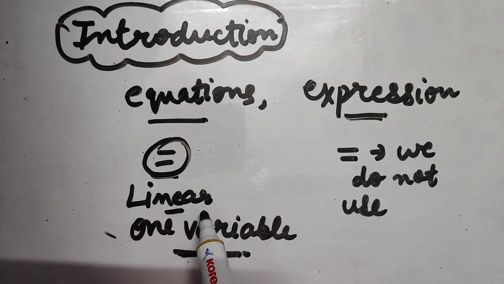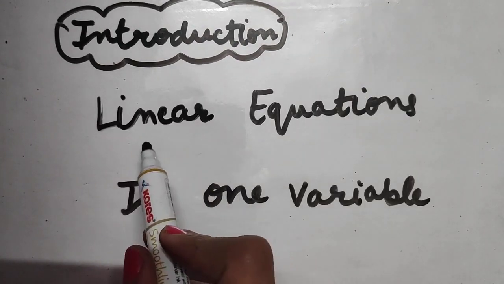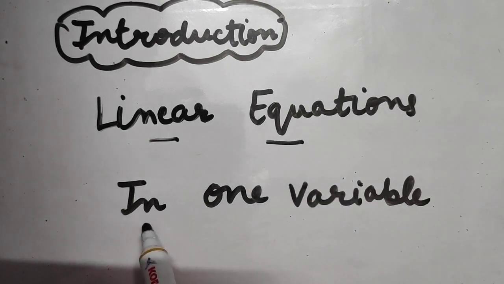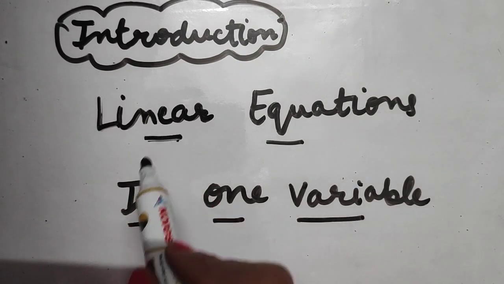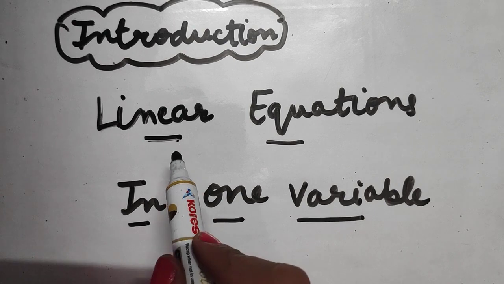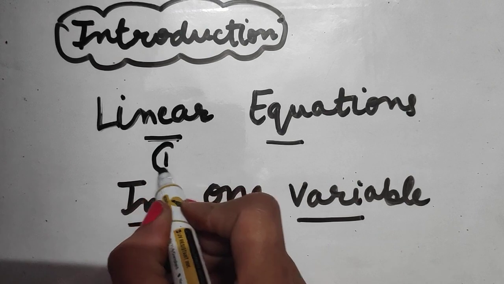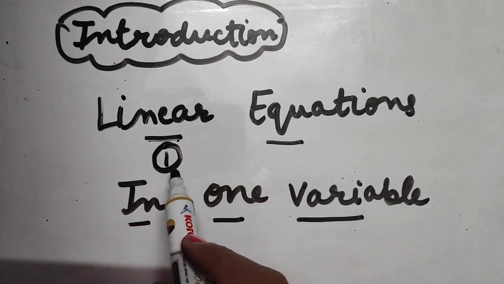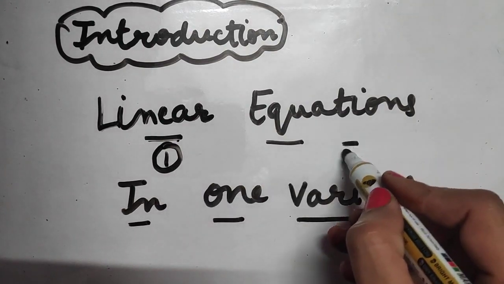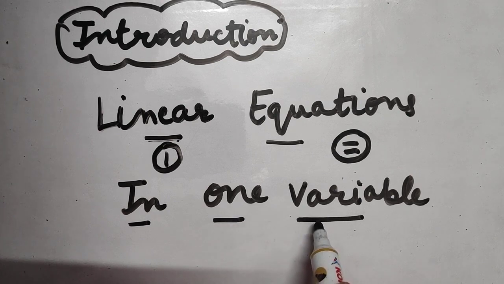And let us talk about linear now. What is the meaning of this word linear? Let us understand the meaning of all the letters in this chapter number 2, that is linear equations in one variable. Linear means that the highest power of the variable appearing in the expression should be 1. That means it is linear. Equations means it should use an equality sign, in one variable. One variable should be unknown to us.